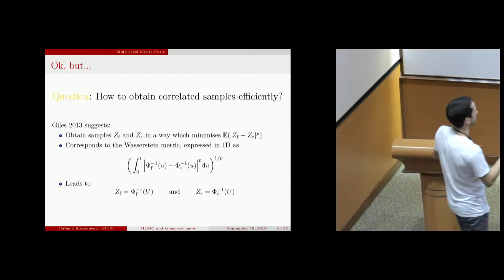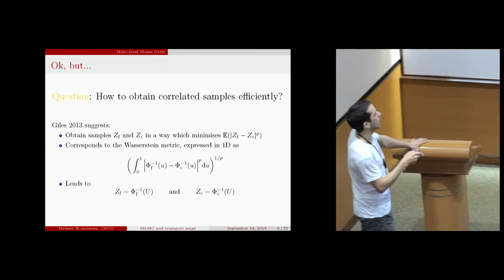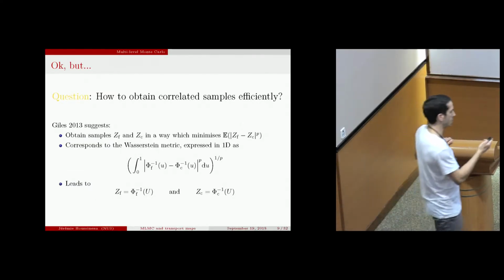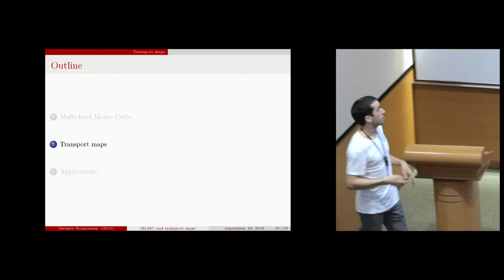So that's a natural idea, but in general, it might not be obvious to get the CDF, and in higher dimension that also gets complicated. So that's where those transport maps come into the picture, right?